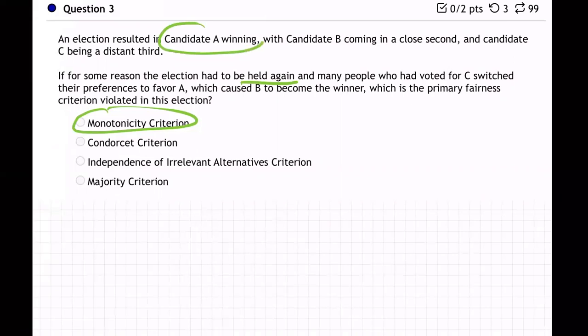Candidate A won the first time, right? Candidate A was the winner the first time. And then they did a re-election. And some people who had been in favor of C now are in favor of A. In other words, A got even more. Whoever won the first time got even more. But then that caused somebody else to win, B. That'd be unfair. That's monotonicity on that one. And so there we go.